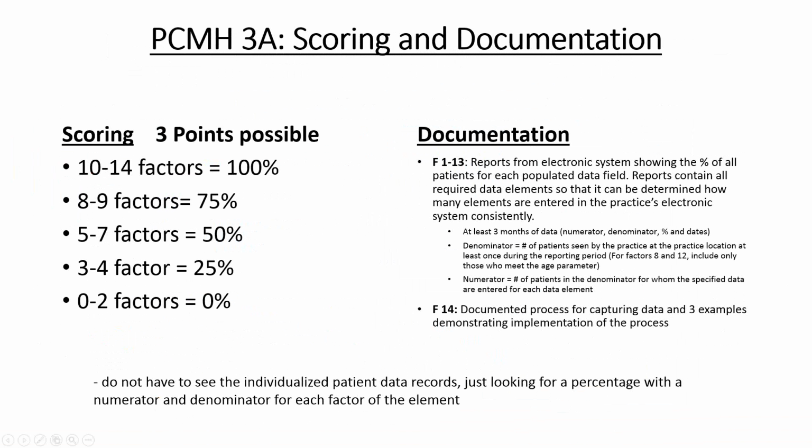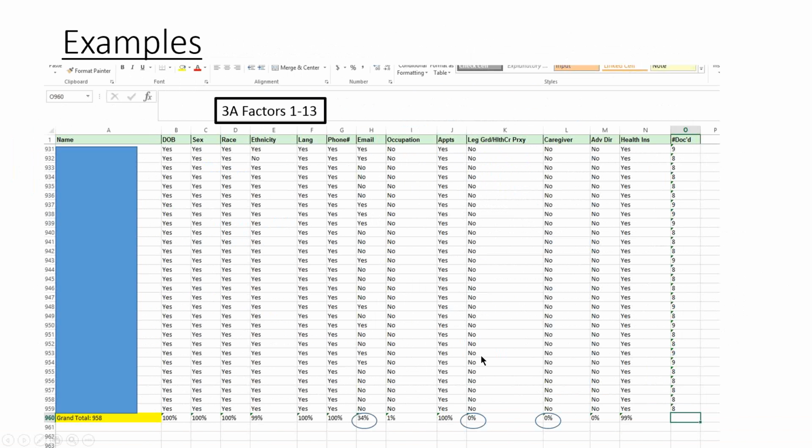The note on the bottom there, you'll see that I added that NTQA is not looking for the individualized patient data records with the reports, just looking for the percentage with the numerator and denominator for each report. So here you can see an example. This obviously does have all of the patient records with the patient information blanked out.